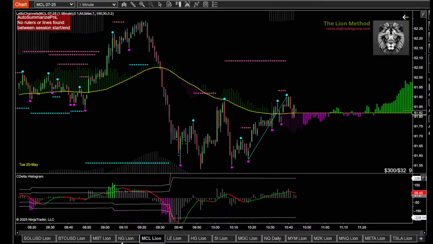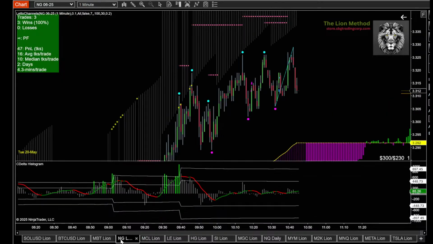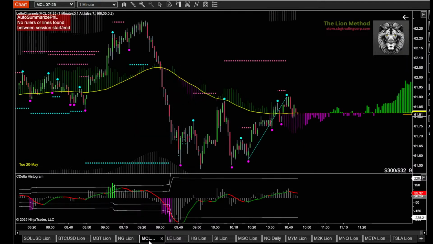We're trading mostly the Lion method today. I've gone a little off script, but waiting for this market to reverse is getting challenging. It's proving challenging.